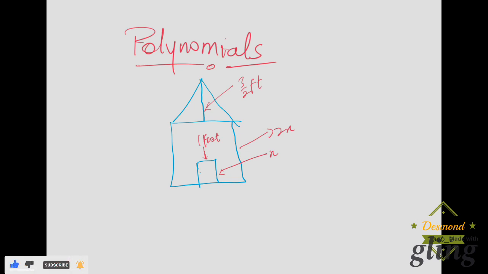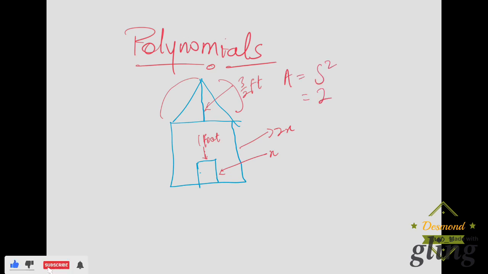Let's talk about polynomials. In this video, I'm going to talk about identifying the degree and leading coefficient of polynomials. Let's say I have this figure here. First, let's find the area of the square in square feet. The area of that is equal to s squared.